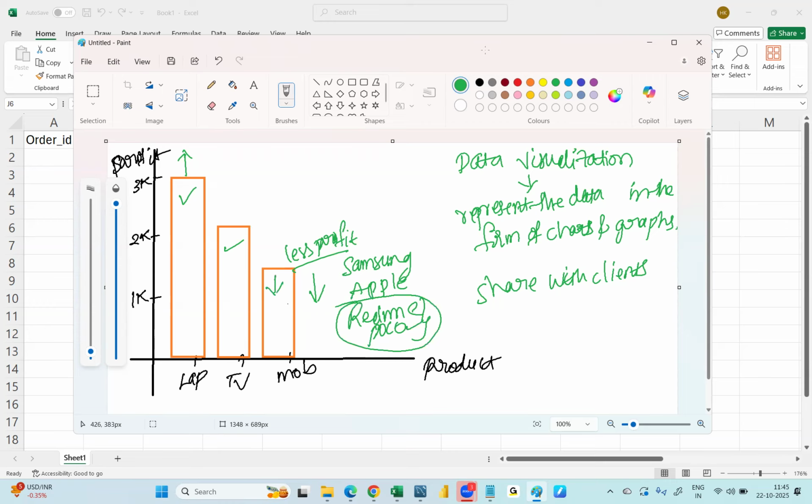If mobiles are not having less amount of profit here, or if they have not analyzed the data, they might not know that mobiles are giving me less profit. So this decision they might not have taken. So this decision is actually helping their business to improve, right? So that is what I mentioned.